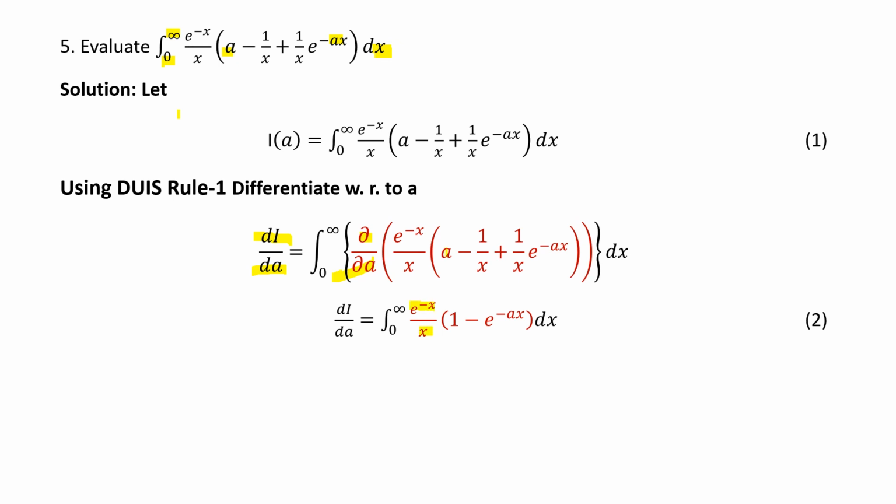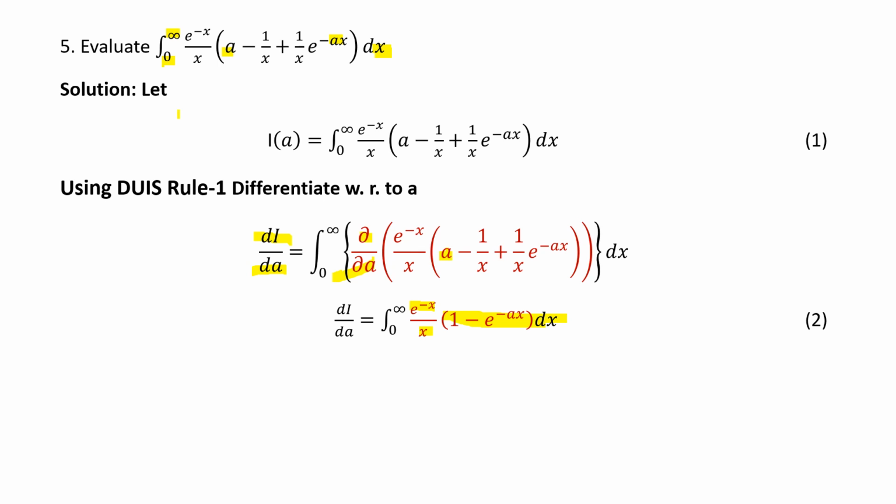If we differentiate, the derivative of 1 upon x is 0, so 1 upon x stays as it is, and e raised to minus ax gives minus x e raised to minus ax. The x gets cancelled, so you will get this particular function, whole dx.